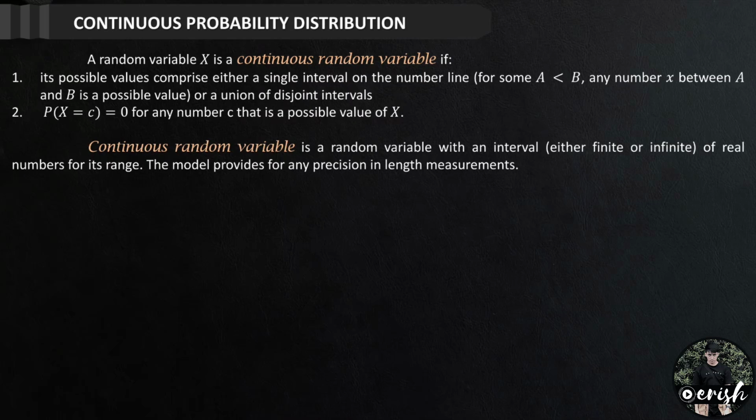A continuous random variable is a random variable with an interval, either finite or infinite, of real numbers for its range. So the model provides for any precision in measurements such as heights, weights, length of life of a particular product, or pwedeng experimental laboratory error. So it can assume infinitely many values corresponding to points on a line interval. Gagamit tayo ng different approach to generate the probability distribution for continuous random variables.